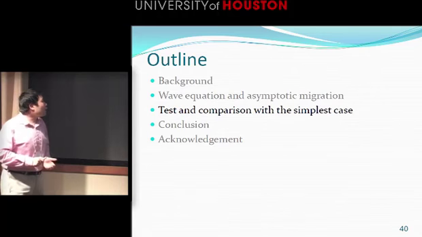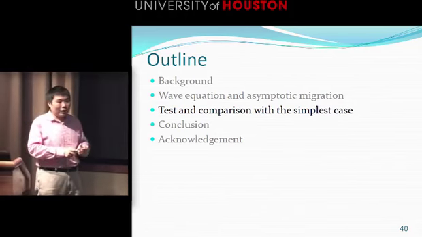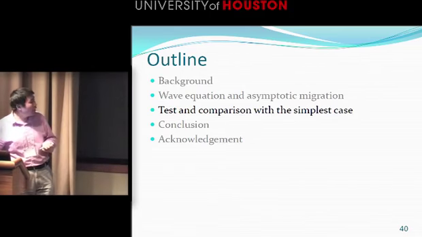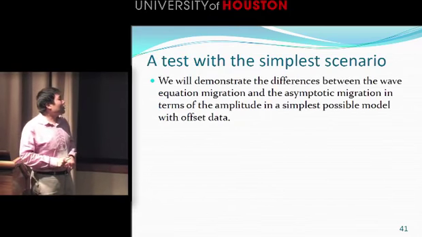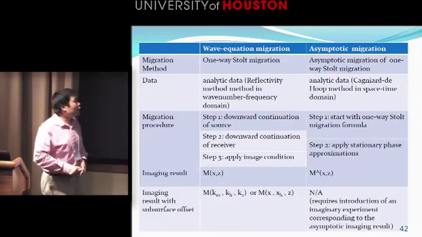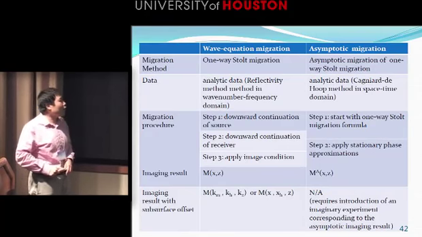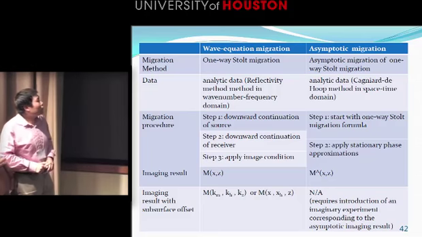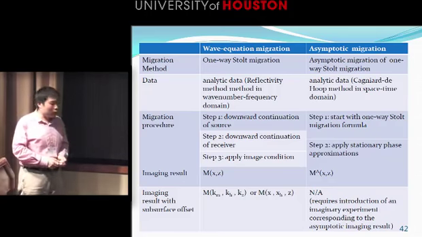From the beginning, I talked about testing and comparing the angle-dependent amplitude of wave equation migration and asymptotic migration. Now we can finally show you the result. We will demonstrate the difference between the wave equation migration and asymptotic migration in terms of angle-dependent amplitude information. Here is the overview of our scheme. We have already introduced how we implemented the wave equation migration and asymptotic migration. Next, we will show you the model we use to generate the data, show the results, and do the comparison.